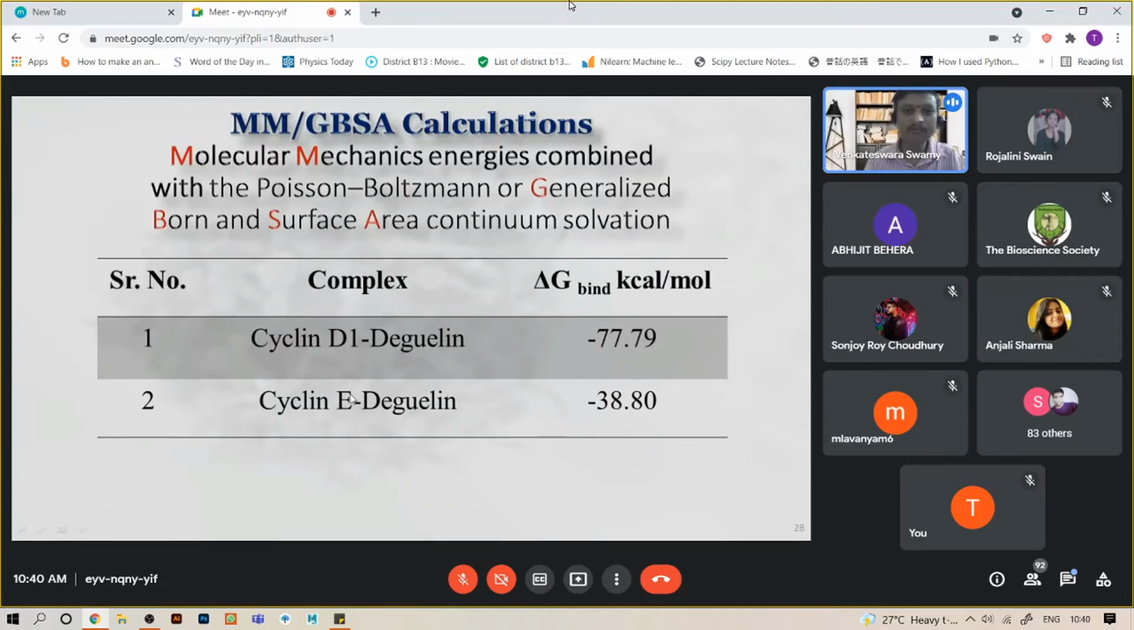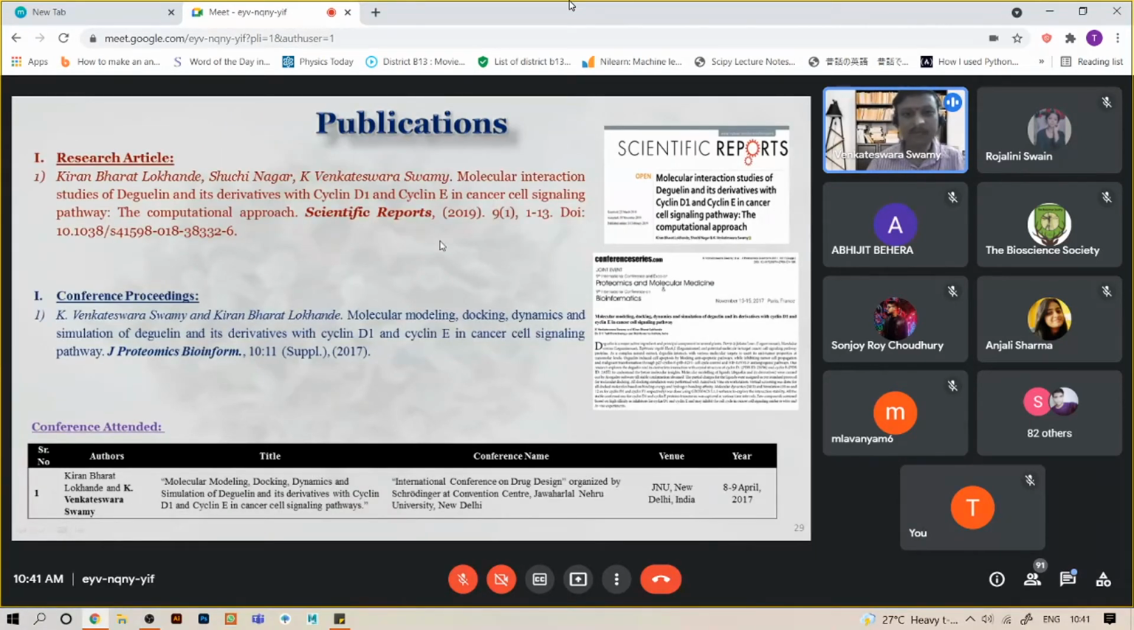Here we can find the interaction stability from the free energy calculations for cyclin D1 and degulin, which are minus 77.79 and minus 38.80 from molecular mechanics calculations, or we can also call it generalized Born and surface area solvation. Based on this complete data, we have done the research work and published it in Scientific Reports in 2019, which is a very high impact journal.